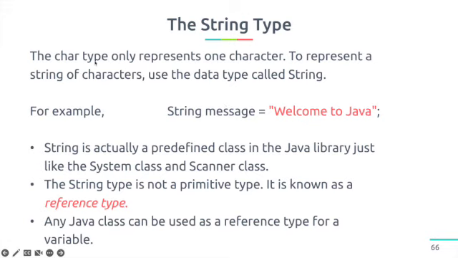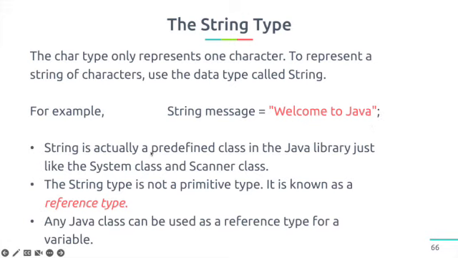So the string type, it is not a primitive data type. What is a primitive data type is char. The char type only represents one character. But how can we represent a string of characters? We will have to use a different type, which is called String. So for example, the way that we write it in Java, we'll write String with a capital S, and then the name of the variable equals whatever string that I want to write. And then we end it with a semicolon.